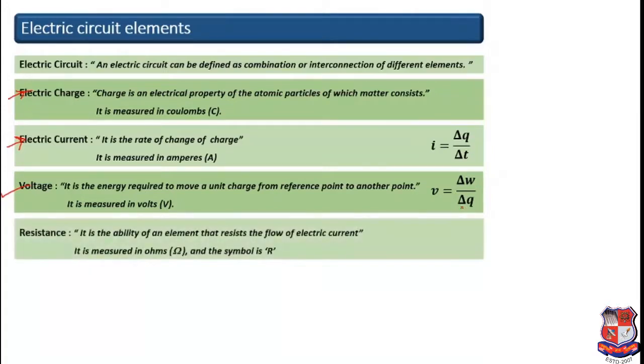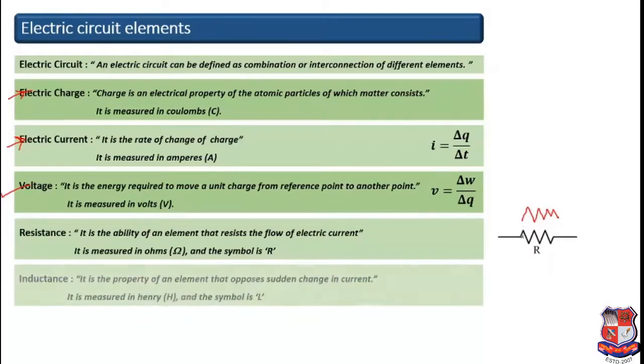Next, resistance. Resistance is the ability of an element that resists the flow of electric current. So resistance always tries to oppose the flow of current. It is measured in ohms, and this is the symbol of R. It shows that it creates a disturbance in the flow of current, so that's why it shows this type of behavior. It will not allow smooth current to flow easily.